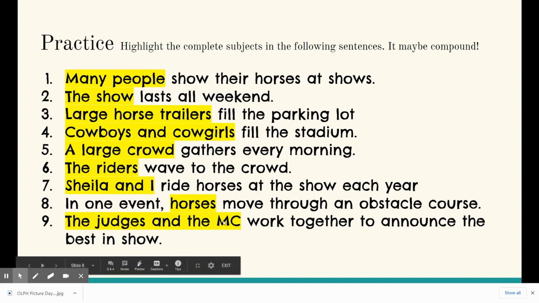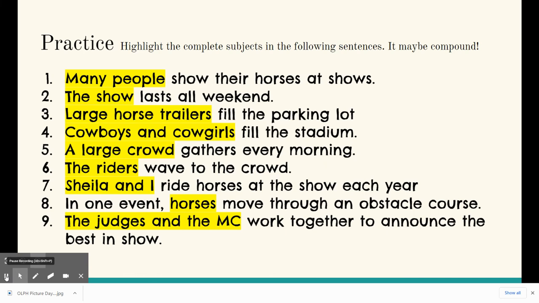The judges and the MC work together to announce the best in show. Who's working together to announce the best in show? The judges and the MC. So our subject is the judges and the MC. How did you do? Go back and check your answers now and fill in and correct any mistakes.